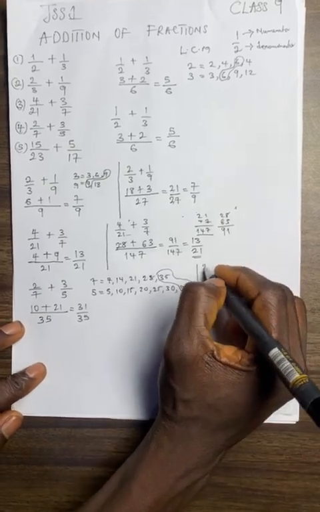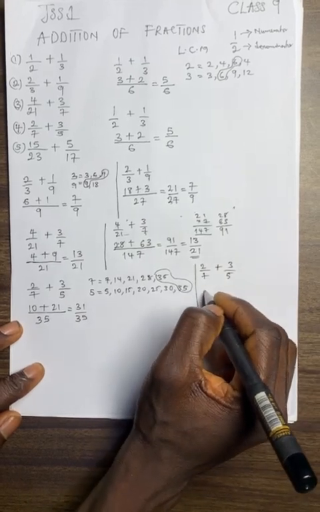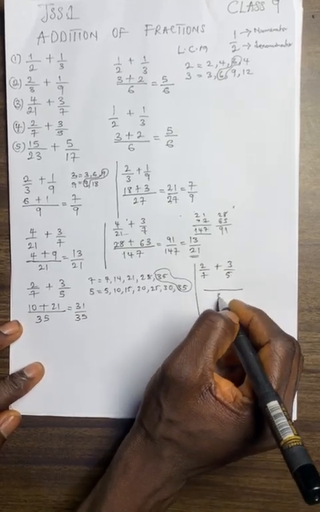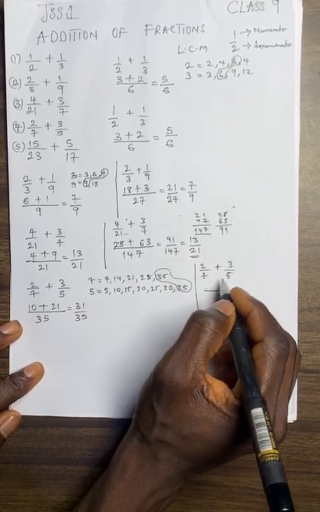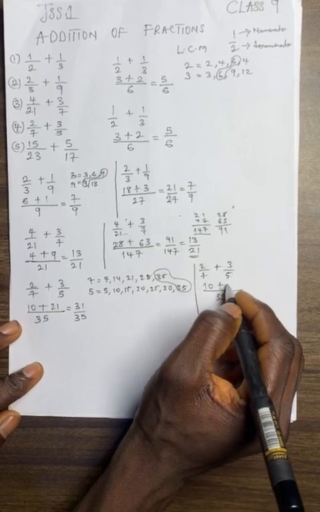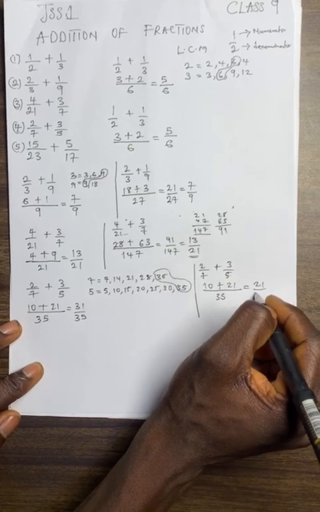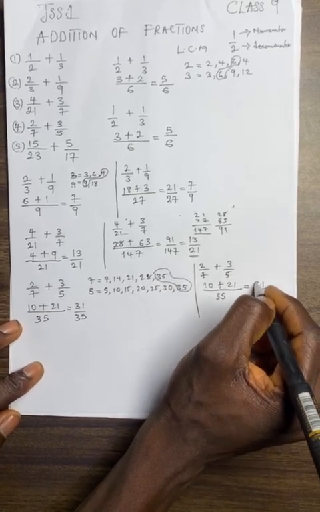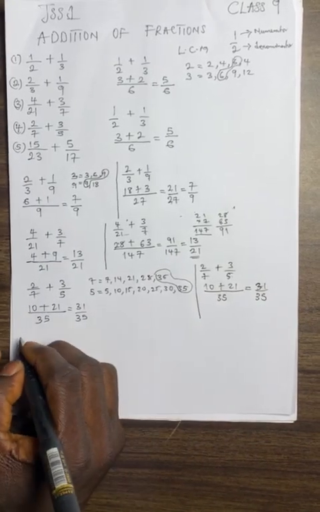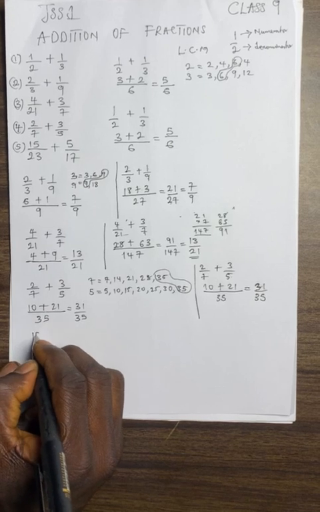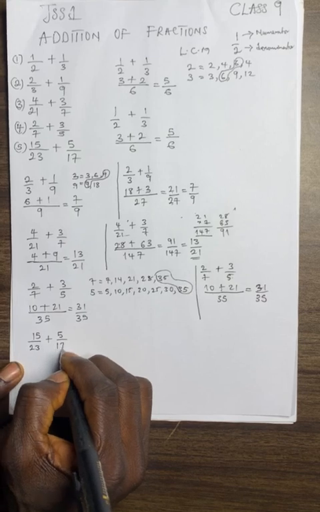So we have 2 over 7 plus 3 over 5. So draw the straight line. 7 times 5 is 35. For you to get the one here, we'll multiply this by this. 2 times 5 is 10, plus this times this is 21. Then add these two together. 31 over 35. Sorry. So the last one here is 5 over 23 plus 5 over 17.